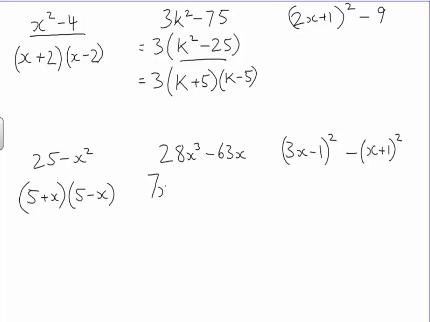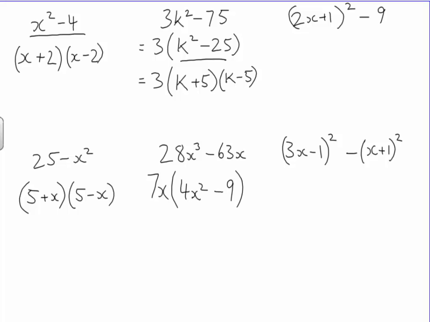And then you'll notice the x cubed and the x, they both have x in them, don't they? So if I take 7x out the front, to get from 7x to 28x cubed, I would need to have 4x squared in here. And to get negative 63x, I'd need to multiply 7x by negative 9.